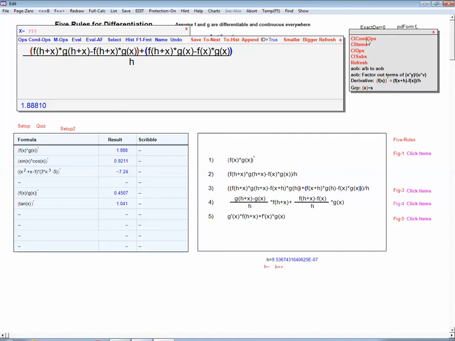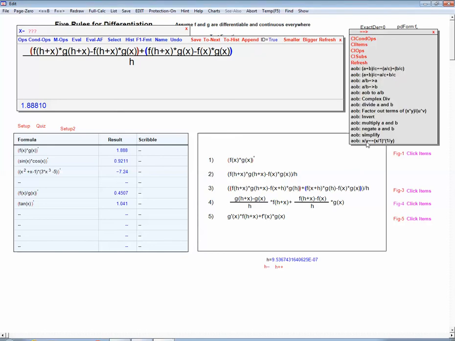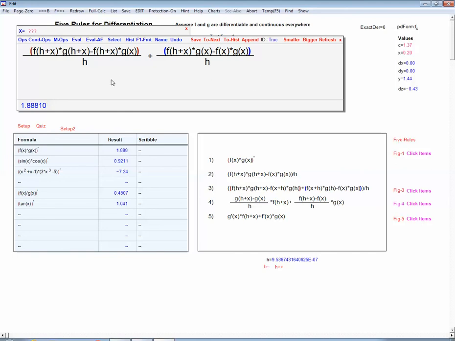So let's see if that's one of our conditional ops. It should be in there. Hang on a second. Here it is. A plus b over c is the same as a over c plus b over c. See if it works. Okay, so that split it up.